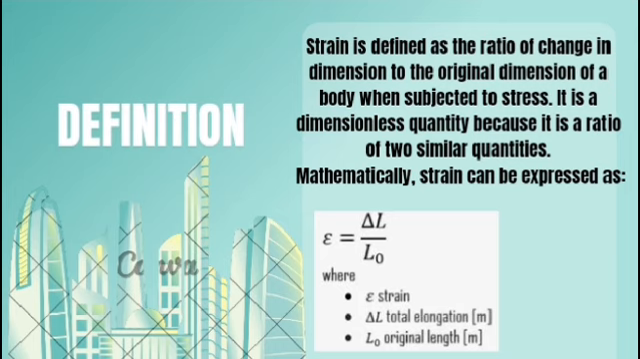If you pull on a rubber band, it gets longer. Strain tells you how much longer it got compared to its original length. Because it's a ratio comparing the change to the original, it has no units like inches or centimeters. It is just a number that represents the intensity of the deformation. Mathematically, it is expressed as strain equals change in dimension over the original dimension.